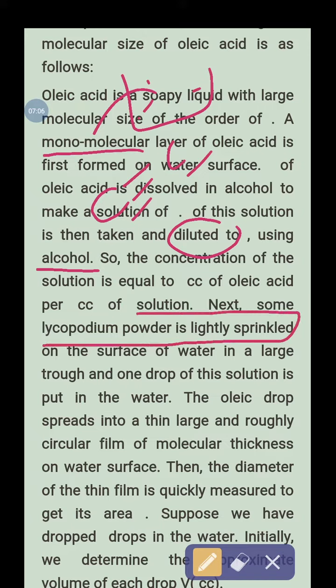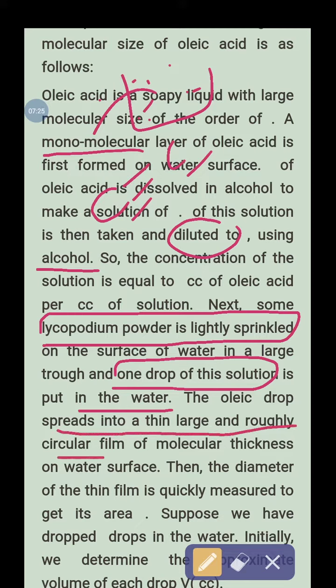Some lycopodium powder is lightly sprinkled. We took some lycopodium powder and sprinkled it on the water, and then take 1 drop of this solution and put it in water. The oleic drop is spread onto a thin, large and roughly circular film of molecular thickness on the water surface. Then the diameter of the thin film is quickly measured to get its area.